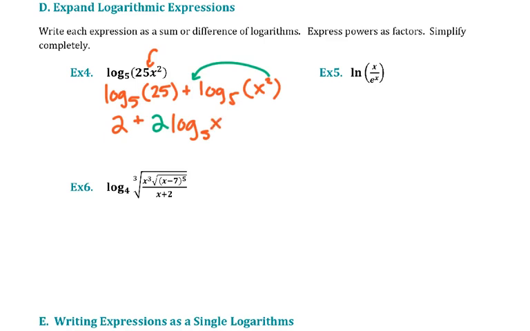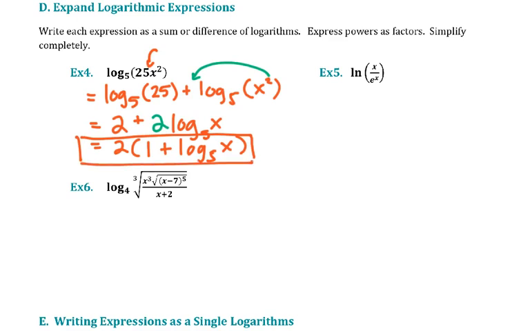And technically this is done, but we always want to think about factoring out a GCF if we can. Both of my terms have a 2, so I can factor that out, and I've got 1 plus log base 5 of x. So this would be the fully simplified form here. The one above is acceptable, but moving ahead and progressing in our math studies, we just always want to think about factoring a GCF or factoring anything, because when we start having rational expressions, we need to remember we can cancel common factors.